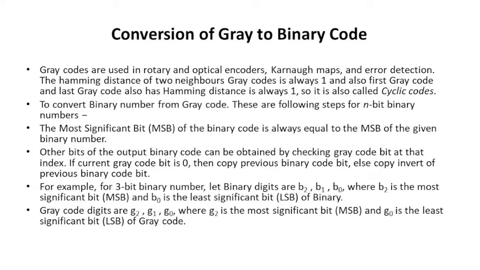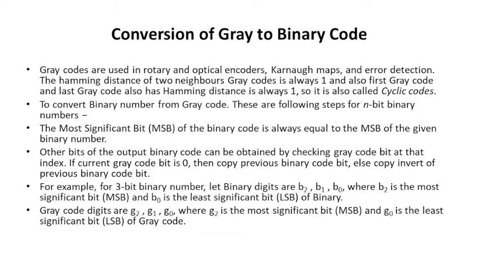Conversion of gray to binary code is the reverse process. Gray codes are used in rotary and optical encoders, Karnaugh maps and error detection. The Hamming distance of two neighboring gray codes is always 1, and also the first gray code and the last gray code have a Hamming distance of 1. So it is called a cyclic code.